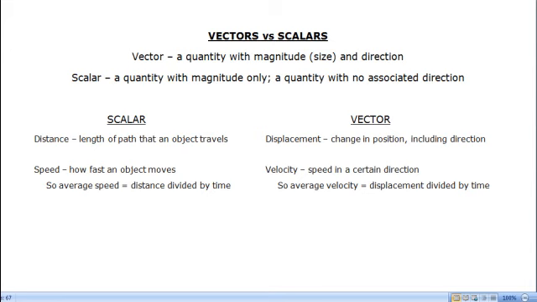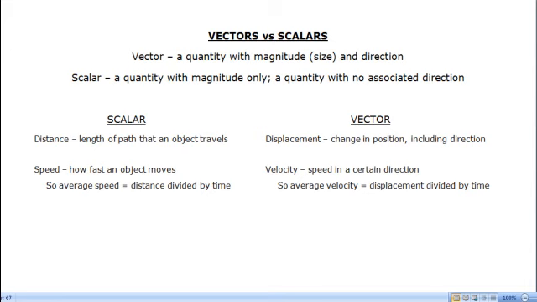As a first example of a scalar, we have distance. Distance is the length of the path that an object travels. Direction is not incorporated in the physics definition of distance. So, distance is a scalar.